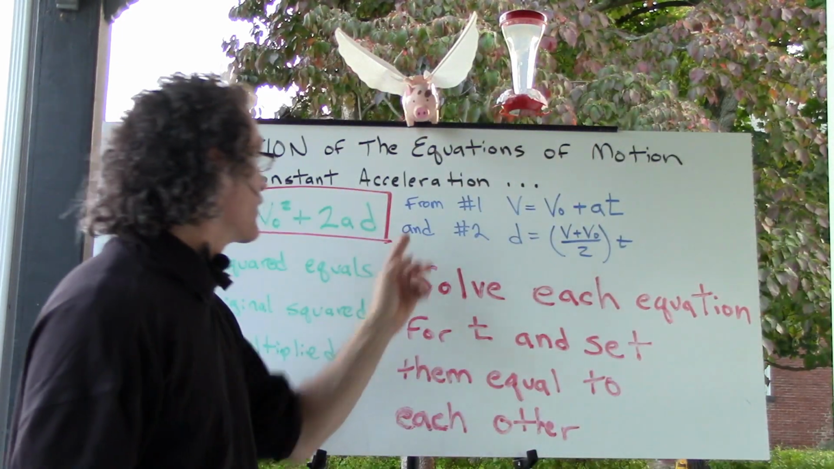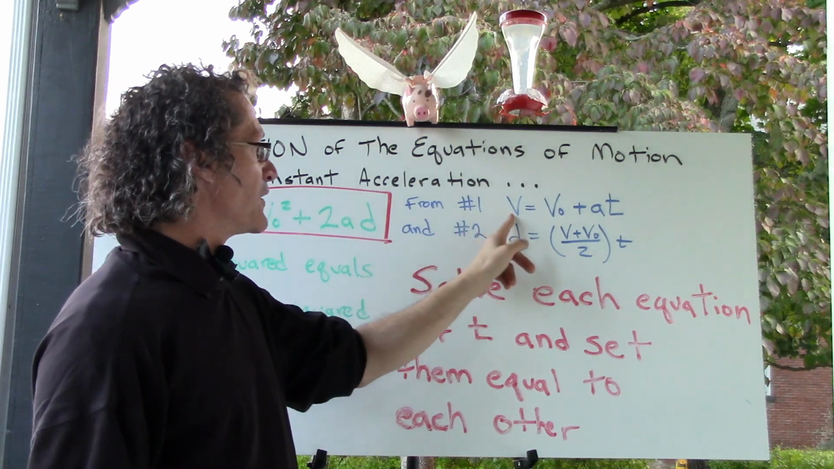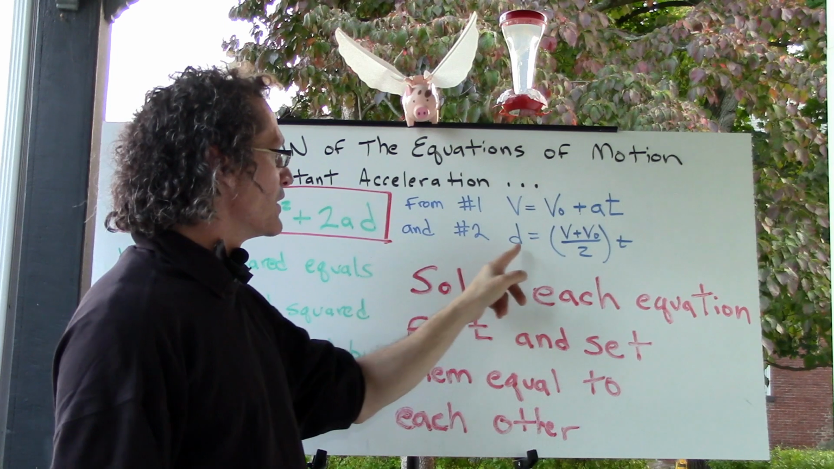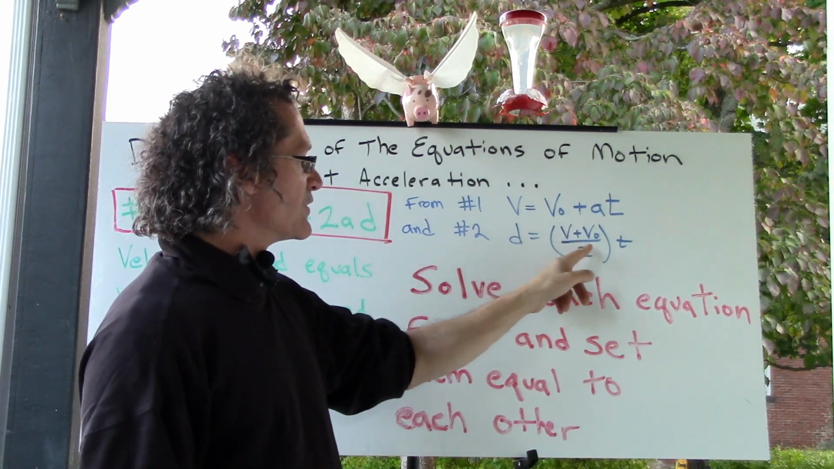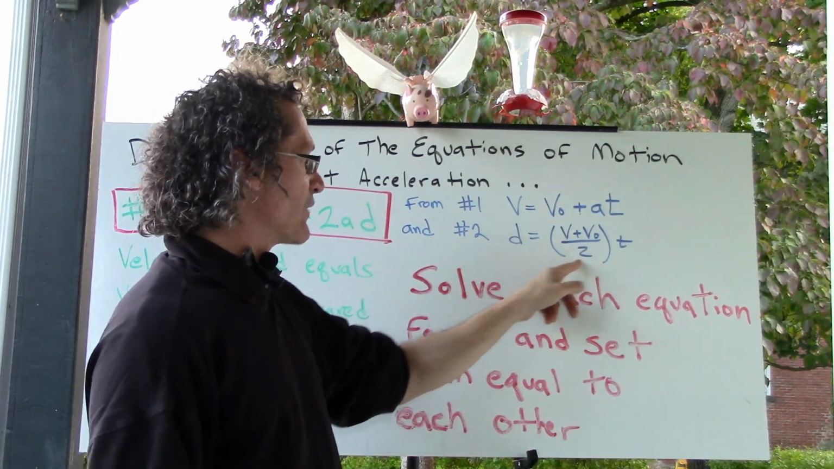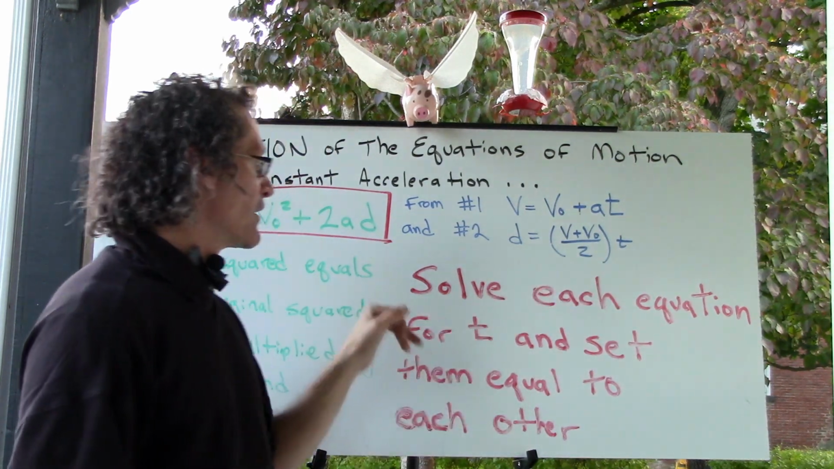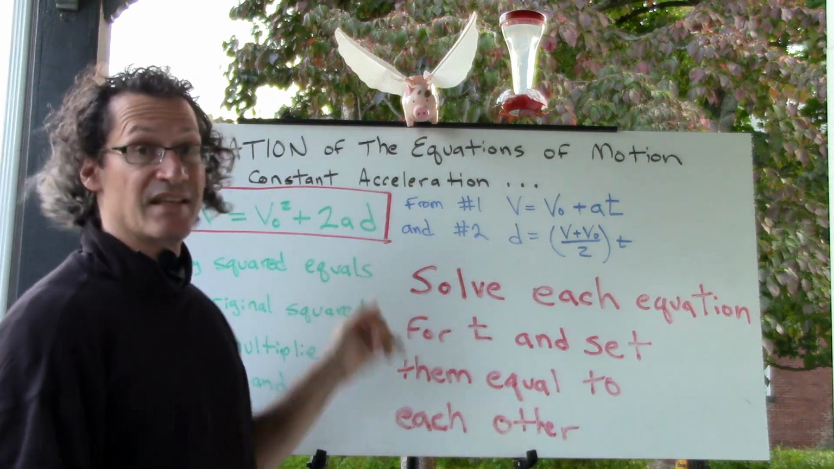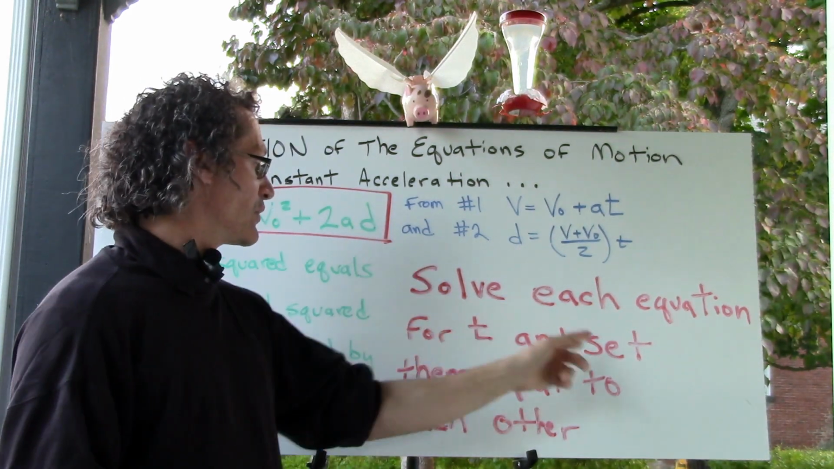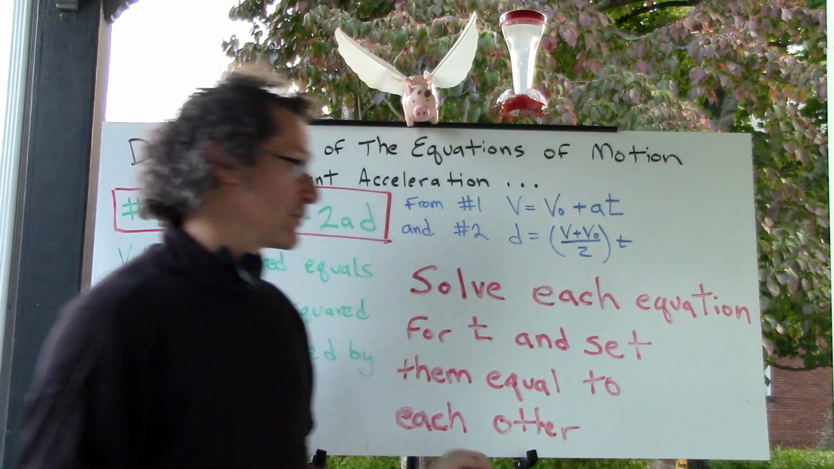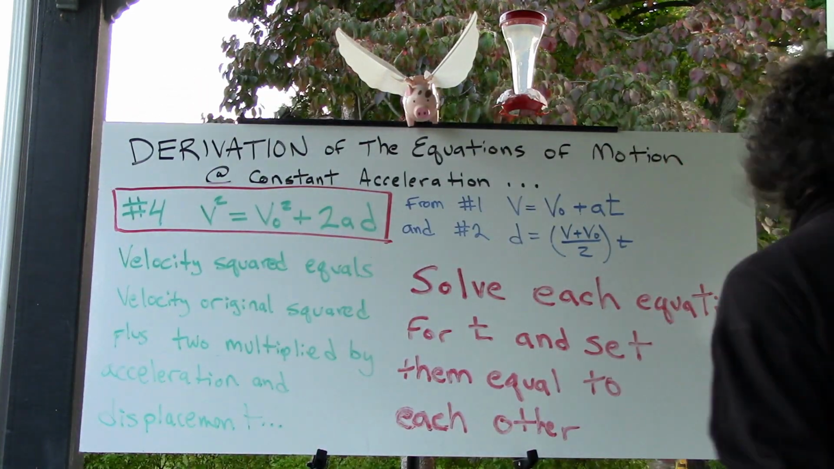From equation number 1, we got v equals v naught plus at. Equation number 2, d equals v plus v naught divided by 2 times t, the average of these two velocities times t. So our strategy is going to be to solve each equation for t and set them equal to each other. Okay, so I got us started here a little bit.